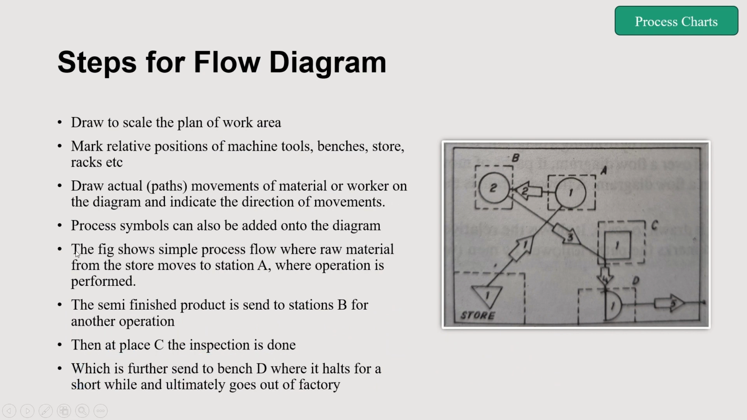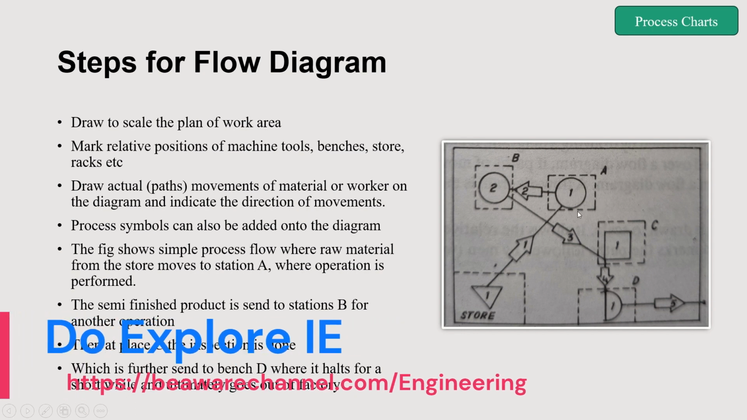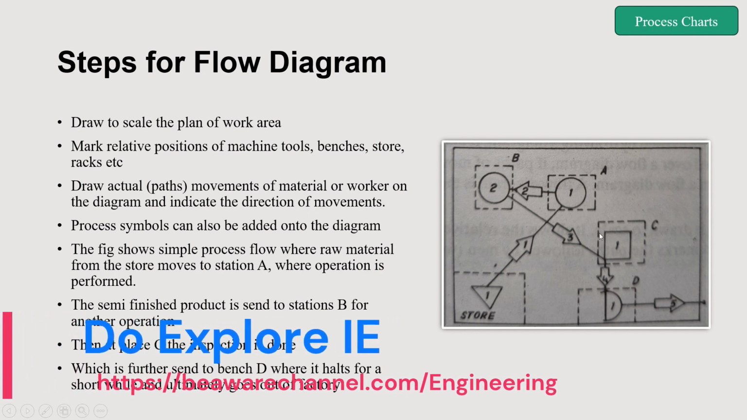Now let us see the figure, which shows a simple process flow where raw material from the store moves to station A, where an operation is performed. These symbols, that is the circle, the square, and this delay, we have already covered in video 1 in process chart. If you haven't watched it, you could watch that, otherwise you will be confused about why it is a circle and what the square is here.